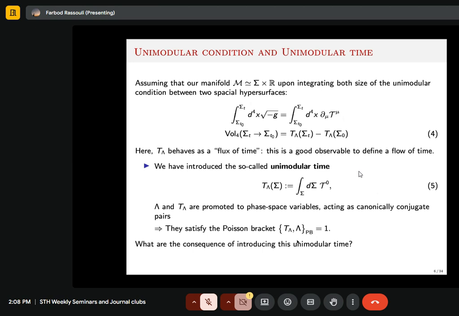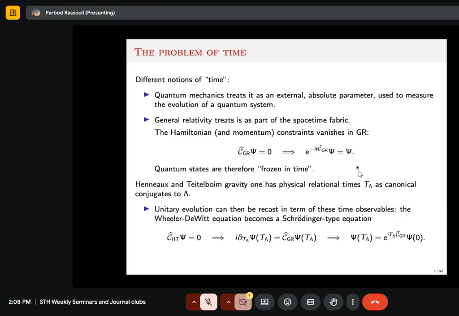This is very fundamental in the quantization process. We have a problem of time in GR. When you try to quantize GR canonically, you get the Wheeler-DeWitt equation. So you don't have an evolution, basically: the constraint on ψ is equal to 0. That means it's frozen in time. For the quantum states, you don't have unitarity, and the Hilbert space is ill-defined as well.